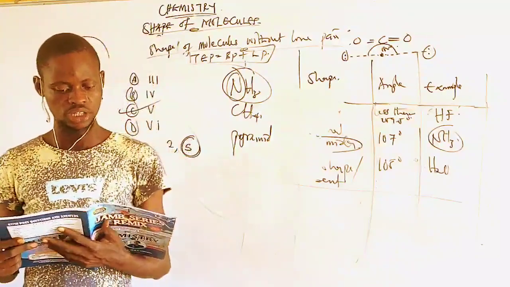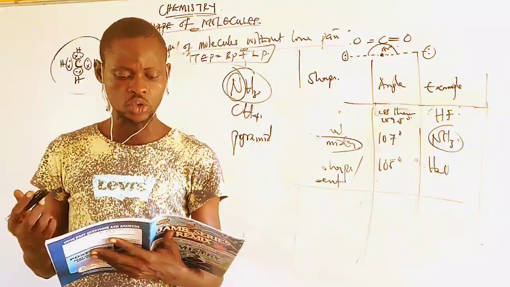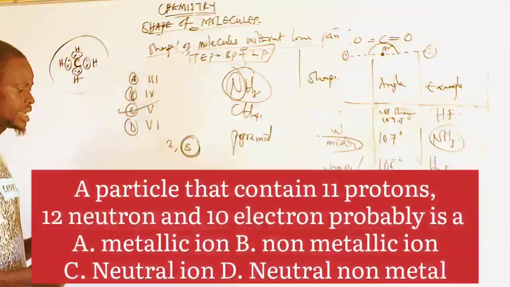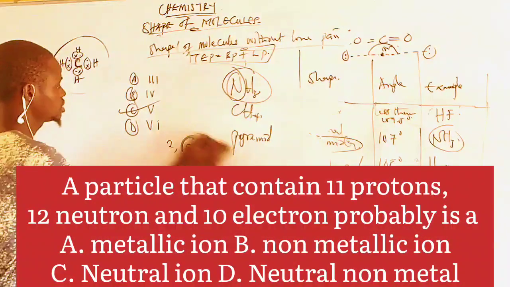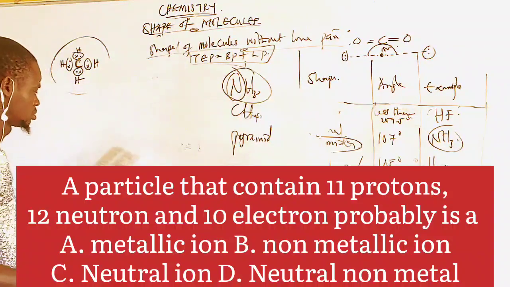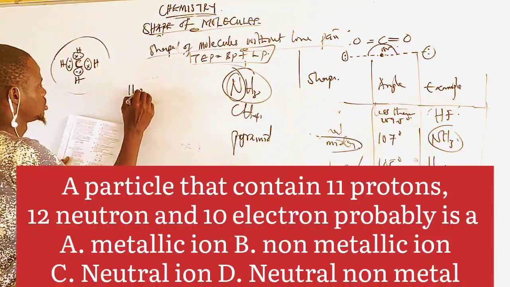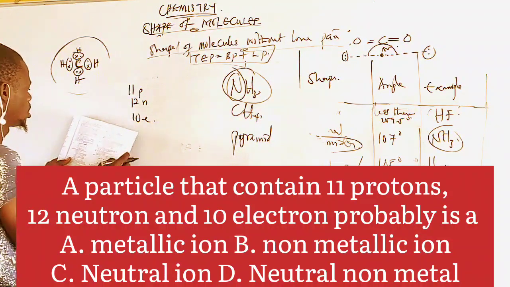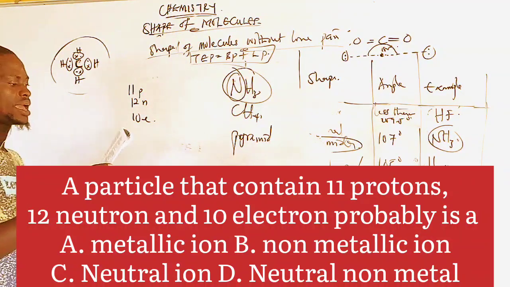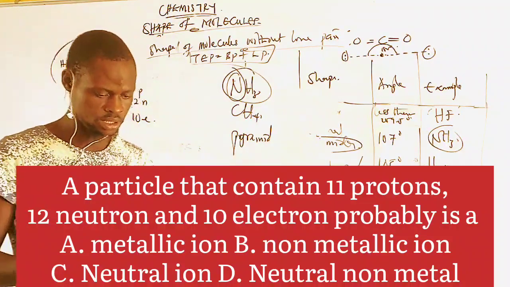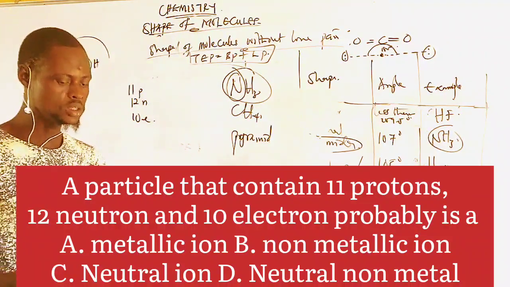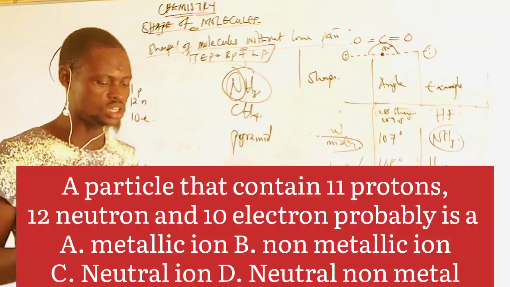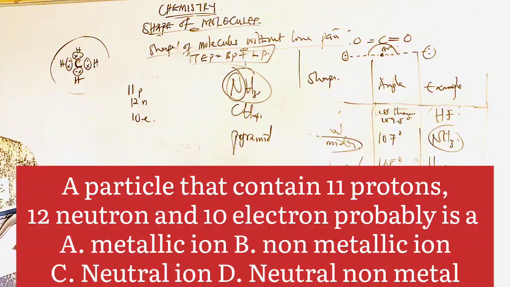Okay, look at this question. Let me just try to put in this question. They said a particle that contains 11 protons, 12 neutrons, and 10 electrons is probably what? A, metallic ion; B, non-metallic ion; C, neutral ion; D, neutral non-metal.